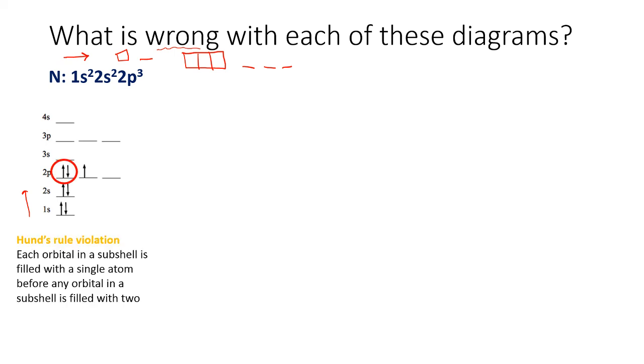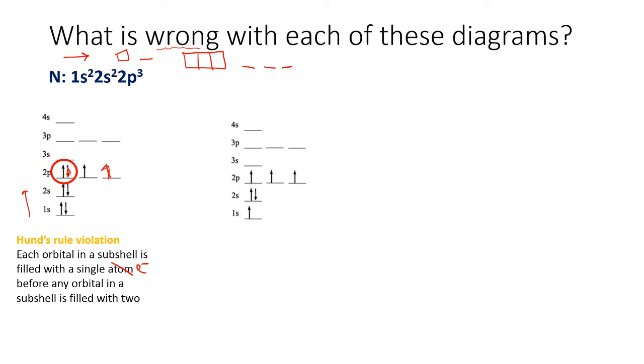Okay, so the error is that this guy got a down-facing electron before this guy got his up-facing electron. So this electron shouldn't be paired up with this up-facing electron. He should be over here all by himself. So this is a Hund's rule violation. Each orbital in a subshell is filled with a single electron before any orbital is filled with 2. So every orbital there should have gotten their own. So there's the error in that orbital box diagram.